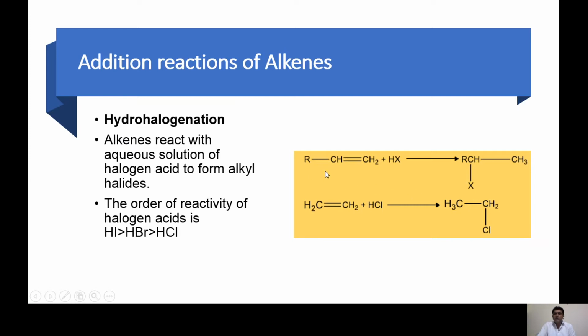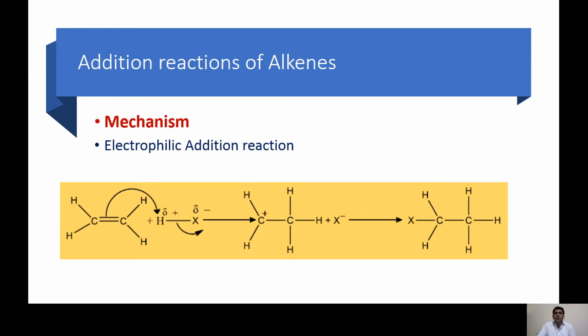This is another example. We have this alkene and we are going to add this HX. This X is going to add to this carbon and hydrogen is going to add to this carbon, and the double bond is changed to a single bond. We will discuss this kind of example in the next discussion as well. First we move to the mechanism of this reaction.